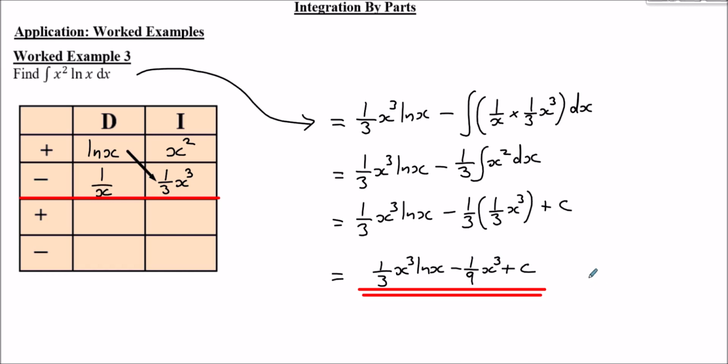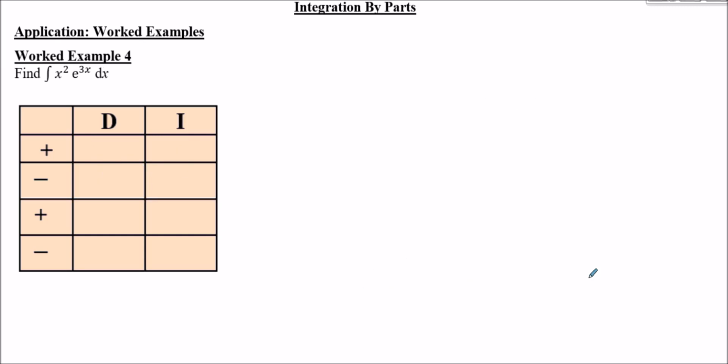Let's have a look at another one, worked example 4. Find the integral of x squared e to the 3x with respect to x. So, LIATE. Again, algebraic, exponential. A comes before E, and E comes last, so we're putting x squared in the D column. Therefore, in the I column, I'm going to put e to the 3x. Let's differentiate x squared. We get 2x. If we integrate e to the 3x, that 3 comes to the front and we divide by that 3, so we get 1/3. The power stays locked. We can't increase the power when we integrate an exponential, so that's going to give 1/3 e to the 3x.